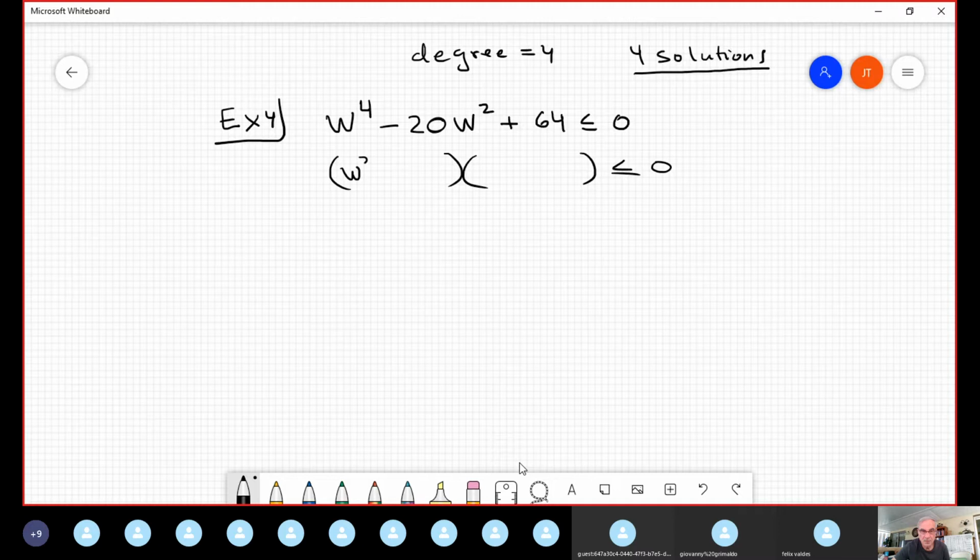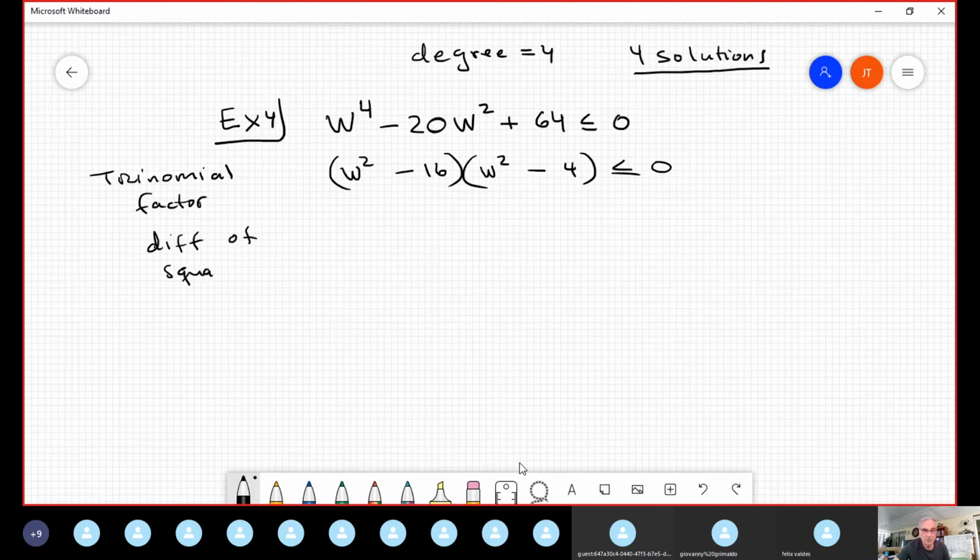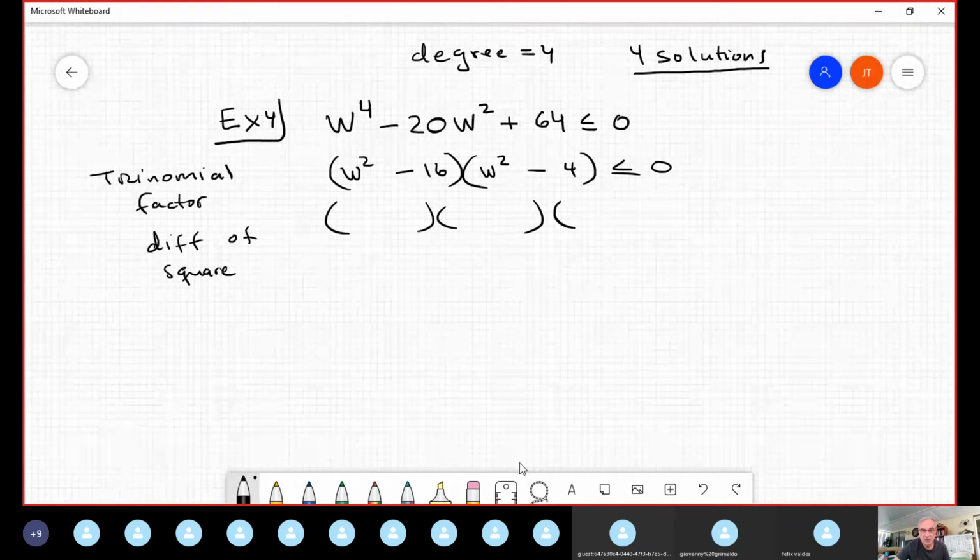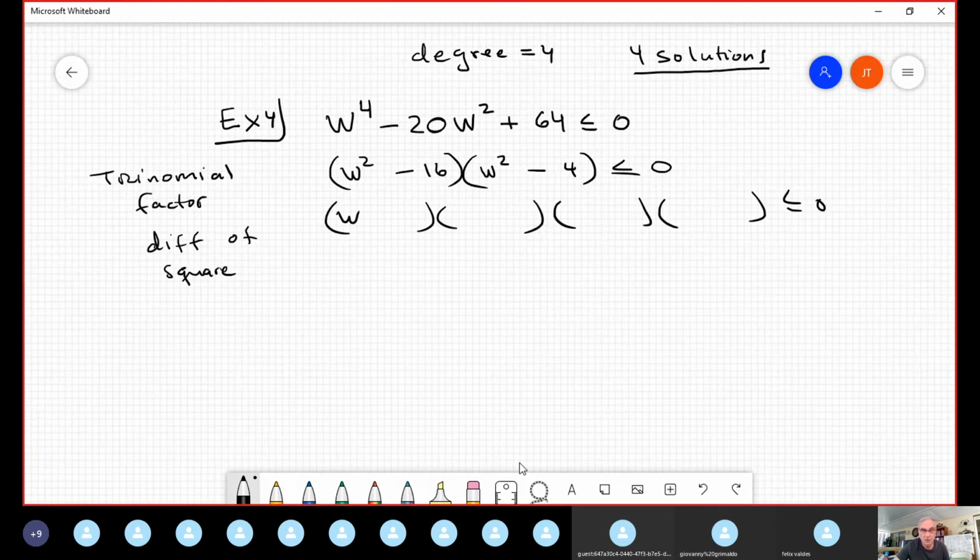This is W squared. Where does W squared come from? W squared is the square root of this. And the combination is, let me try 16 and 4, because 16 times 4 is 64, and 16 plus 4 is 20. So it is negative. This is trinomial factorization. Now I can see it's a difference of squares. Then you apply a different technique to factorization. In this case, W, W, and 4, 4, plus or minus. And the factorization here is 2, 2, plus or minus.